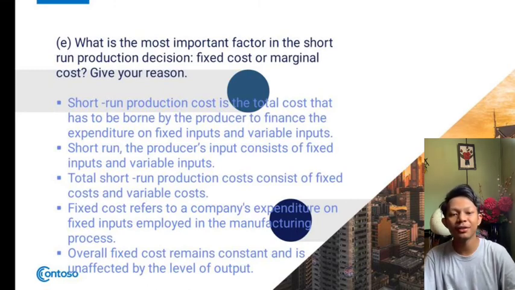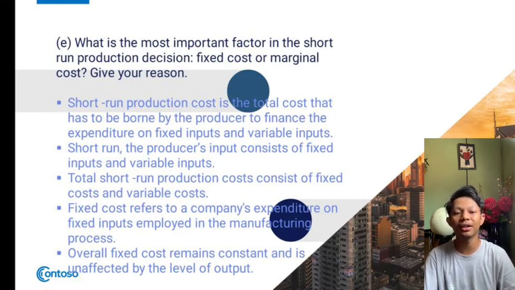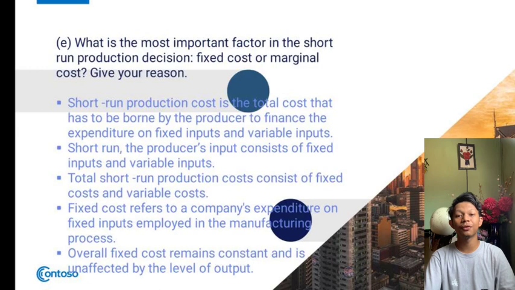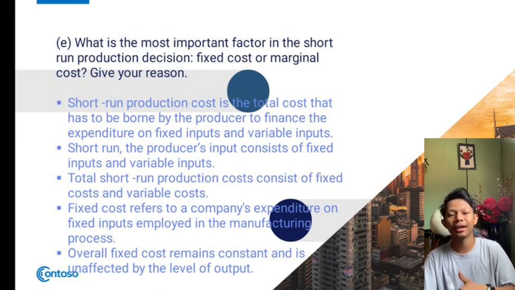Fixed cost refers to a company's expenditure on fixed input employed in the manufacturing process. The overall fixed cost remains constant and is unaffected by the level of output, even if production is zero. A firm must bear fixed costs, for example, building rent, interest payments, and equipment depreciation.